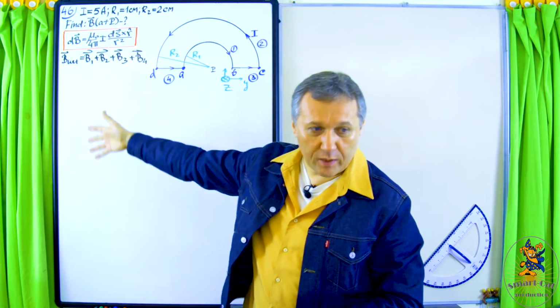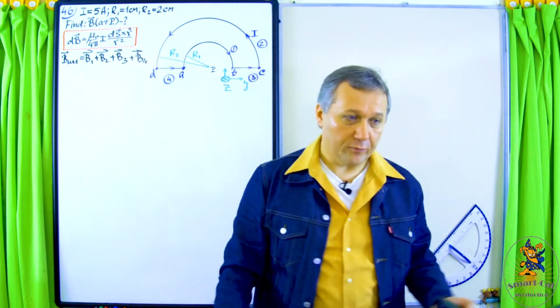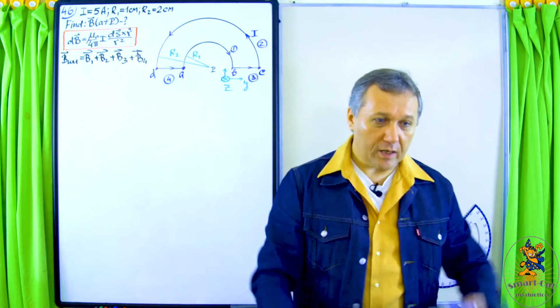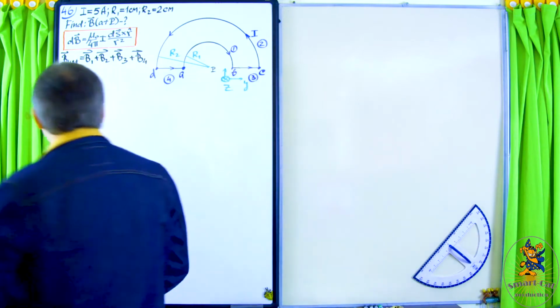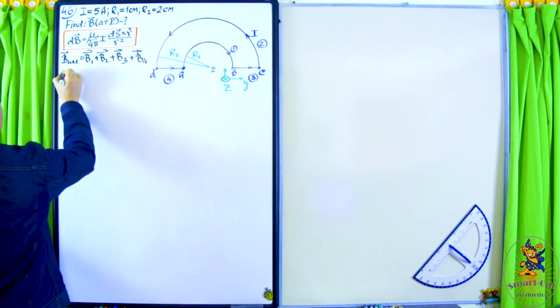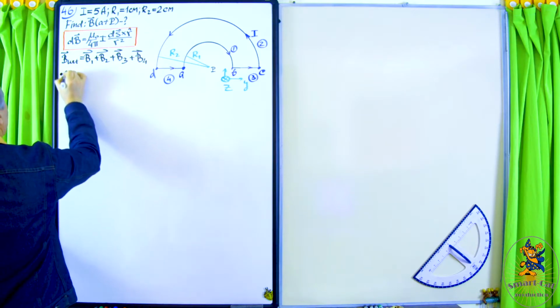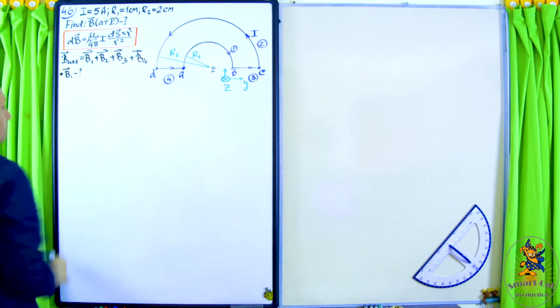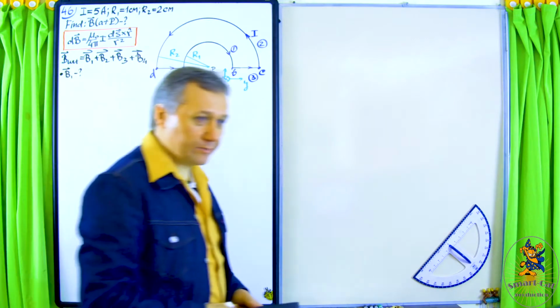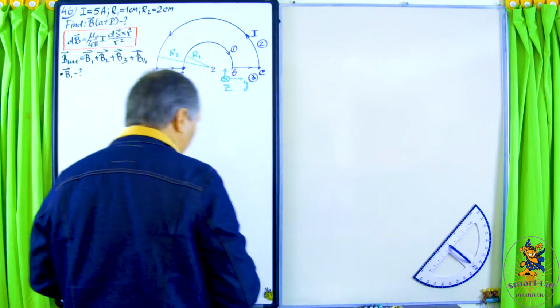Okay, and now one by one. Let's start with B1, then B2, then B3, and B4, and then at the end we add up all those contributions. Right, so let's start with, okay, let me put a small bullet. Let's start with B1. First section, from A to B.